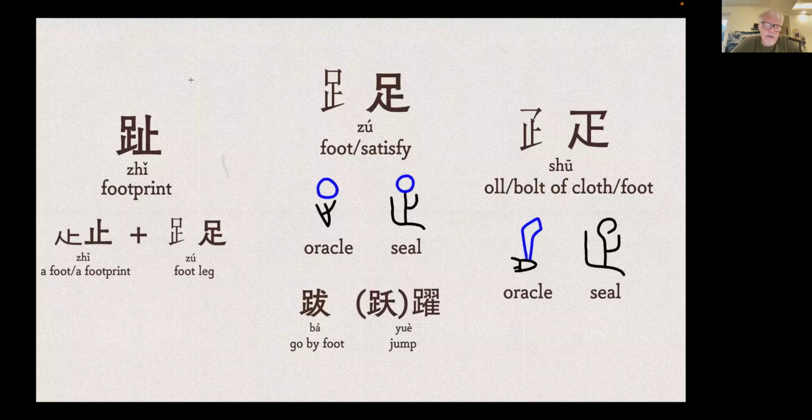Notice how they simplified yue. They made it into a totally different character. Yue means to jump. Back in 1958, I think it was, they had the Great Leap Forward. Da yue jing. That means the great jump forward. So it's one place you can use this character.